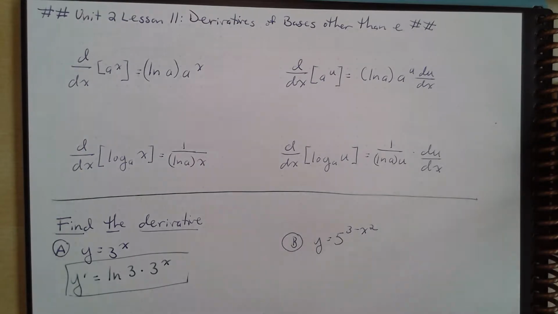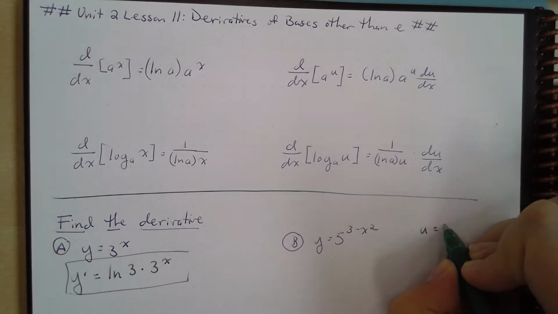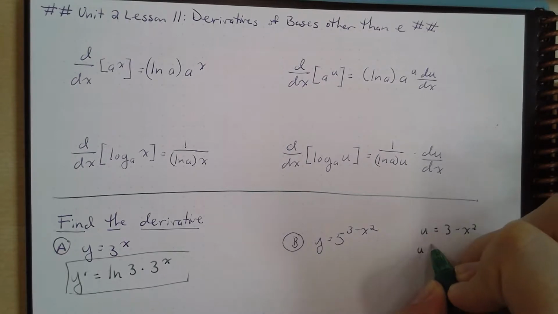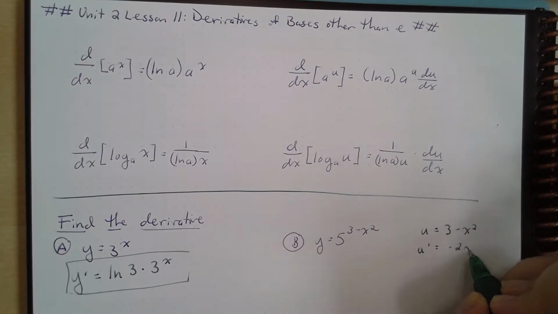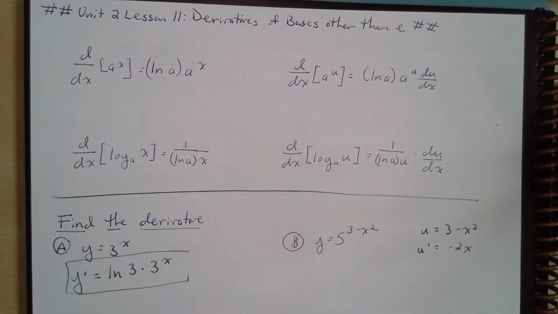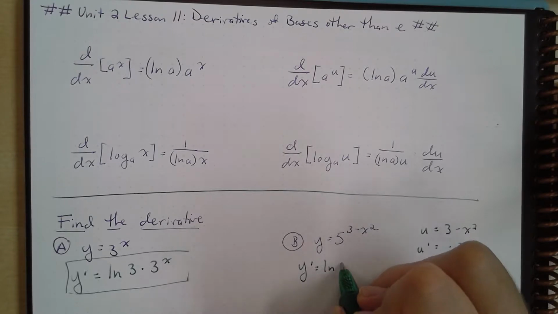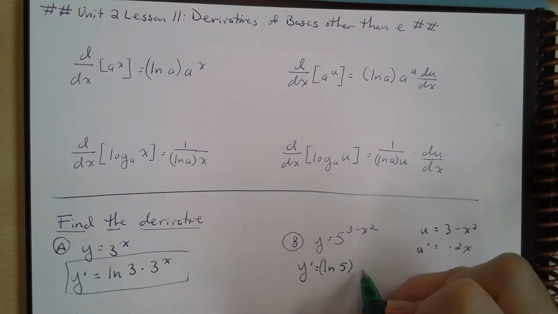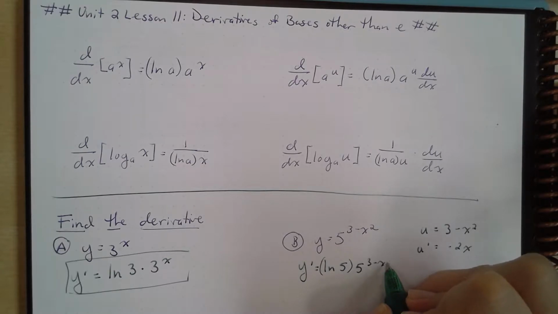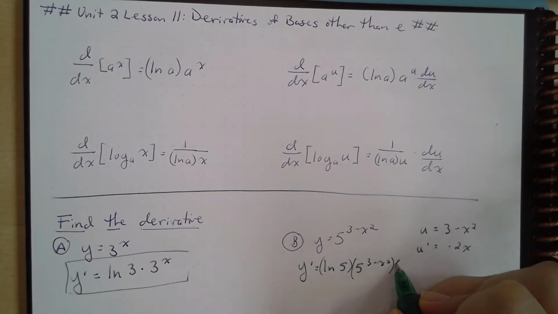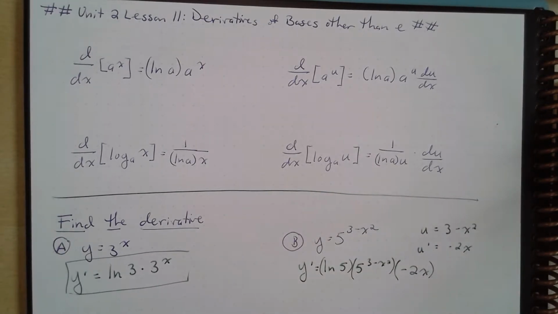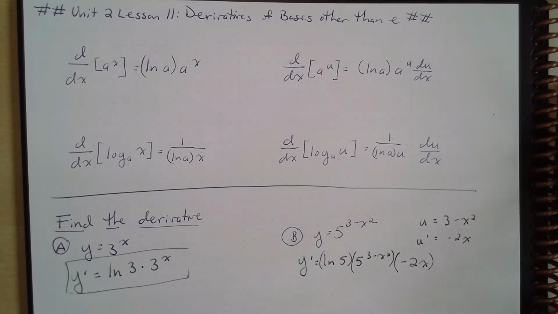But let's look at letter B here. We have y equals 5 to the 3 minus x squared power. In order to do that, I want to look here. U, in this case, is equal to 3 minus x squared, and u prime is equal to negative 2x, and that'll help me once I finish writing this. So my derivative, y prime, is going to be equal to the natural log of 5 times 5 to the 3 minus x squared power times the derivative of u, which in this case we already found was negative 2x. So hopefully that made sense for you.